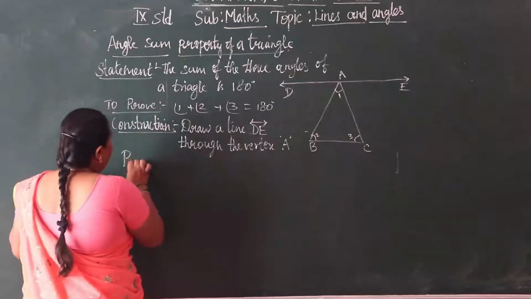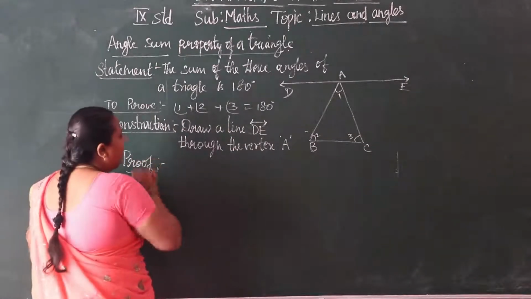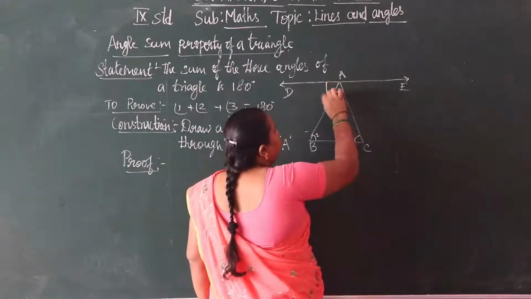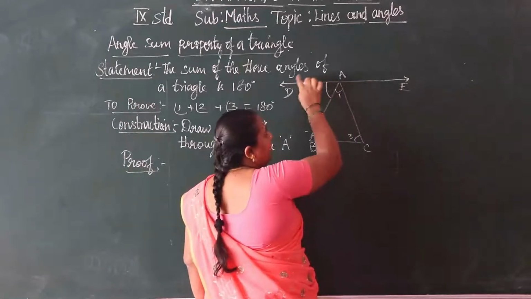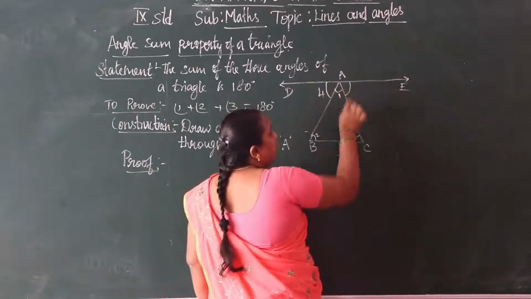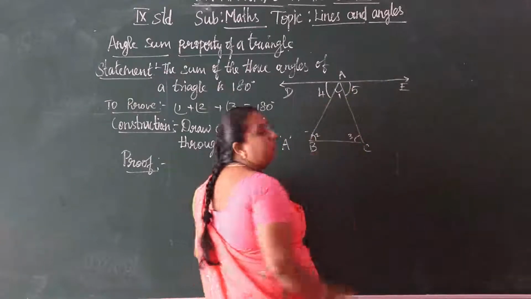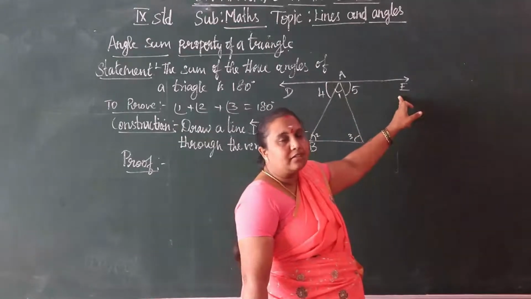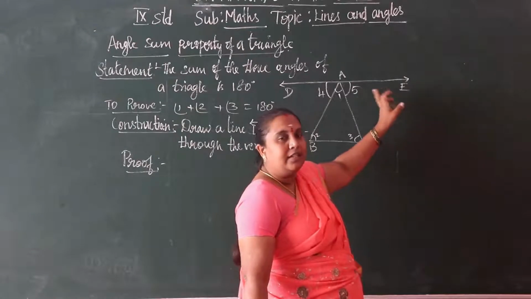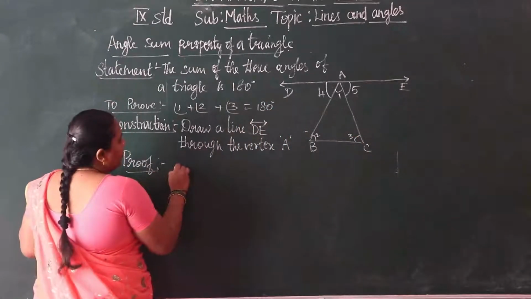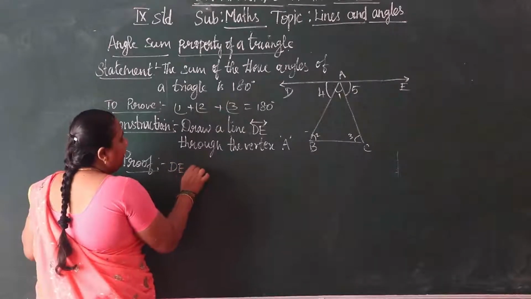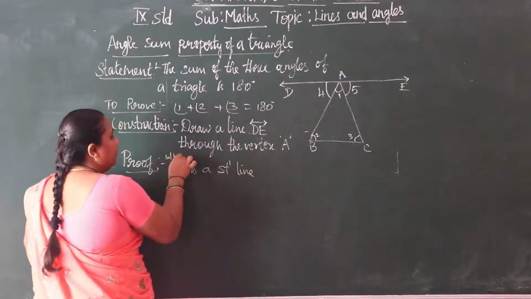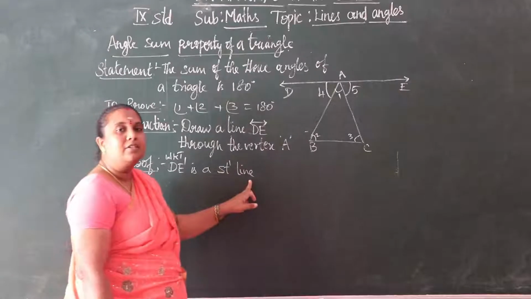Then proof. So this line makes angles with the triangle: angle DAB, that is angle 4, and angle CAE as angle 5. Now DE is a straight line, we know by construction. See proof. So by construction, DE is a straight line. So we know that DE is a straight line.